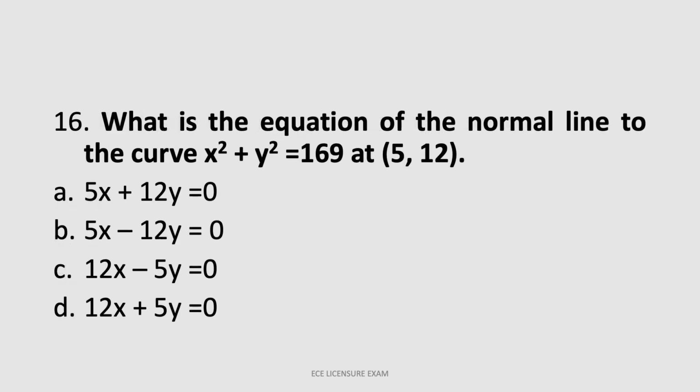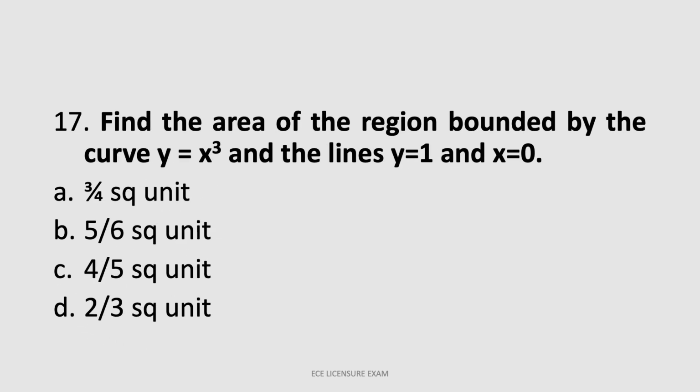What is the equation of the normal line to the curve x squared plus y squared equals 169 at (5, 12)? 12x minus 5y equals 0. Find the area of the region bounded by the curve y equals x cubed, and the lines y equals 1 and x equals 0. 3/4 square unit.